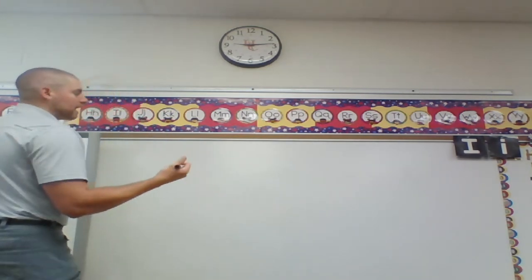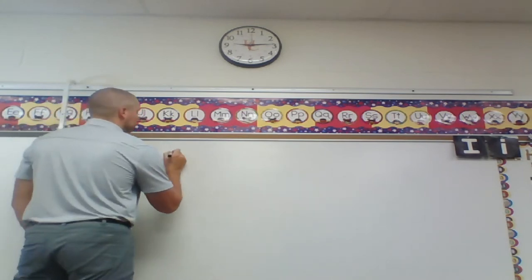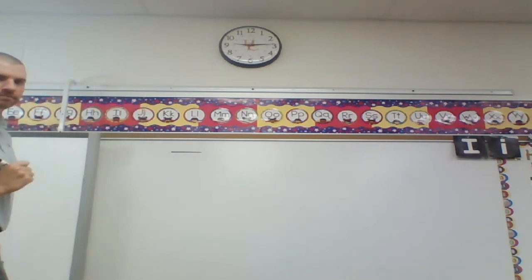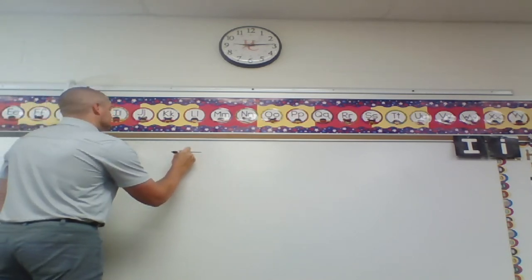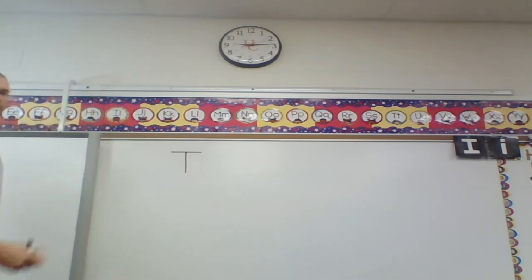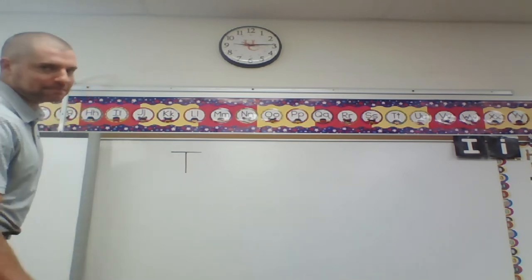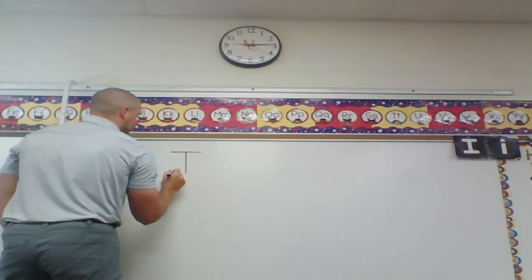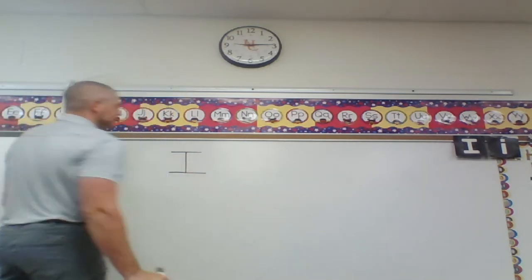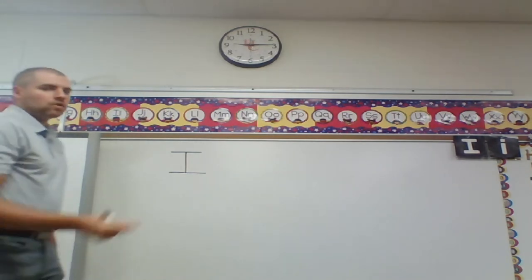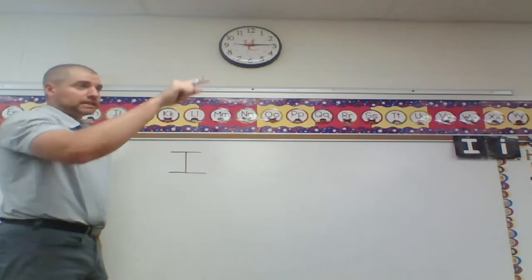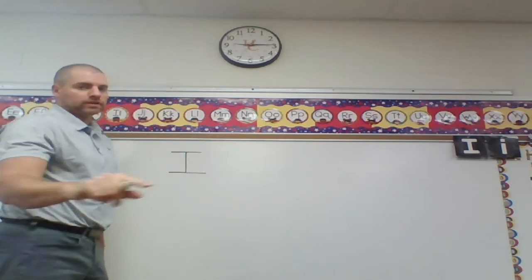So when I make my capital I, I'm going to start with a line across the top line. Okay? Then I'm going to go in the middle of that line that I just made and make a line down to the bottom. But I can't stop there because that looks exactly like the letter T. And we're not working on T, we're working on the letter I. So my last job is going to be to make one more line across the bottom line to make a capital I. So there's 3 lines. One across the top, one in the middle down to the bottom, and then one across the bottom.